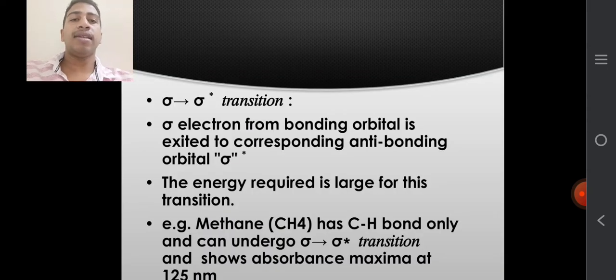Sigma to sigma star transition. A sigma electron from a bonding orbital is excited to the corresponding antibonding orbital, sigma star. The energy required is large for this transition. For example, methane has C-H bonds only and can undergo sigma to sigma star transition, and shows absorbance maxima at 125 nanometer.